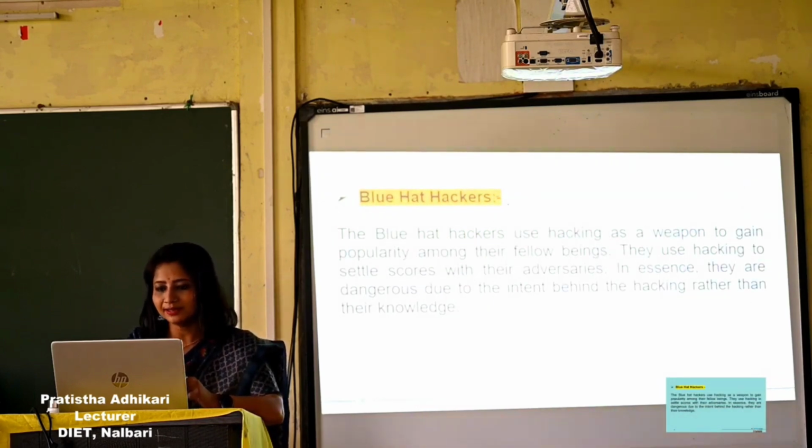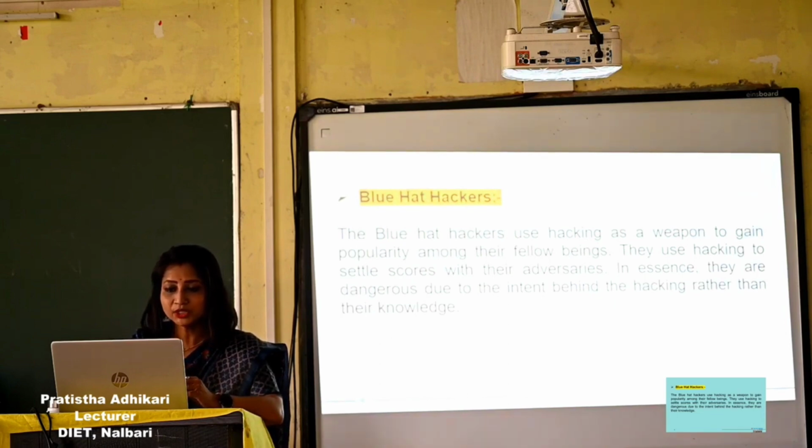The blue hat hackers use hacking as a weapon to gain popularity among their fellow beings. They use hacking to settle scores with their adversaries. In a sense, they are dangerous due to the intent behind the hacking rather than their knowledge.